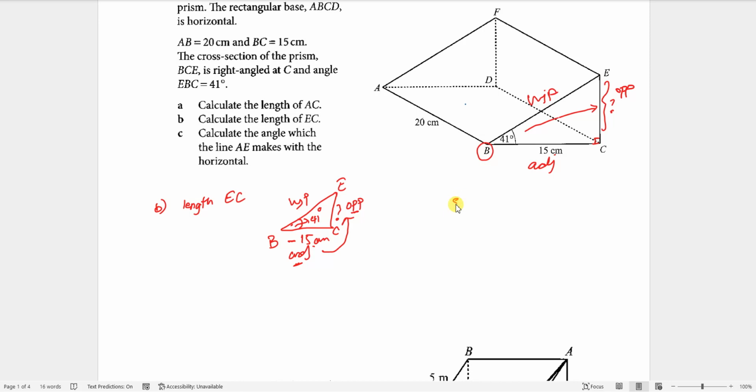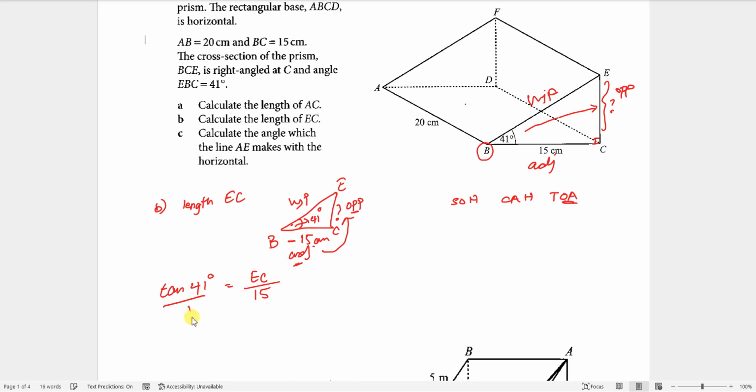So as I told you earlier, SOH CAH TOA. You see, TOA has opposite and adjacent. So it's going to be tan theta. So we are going to use tan 41 degrees equals the opposite side, which we don't know, which is EC, over the adjacent side, which is 15.